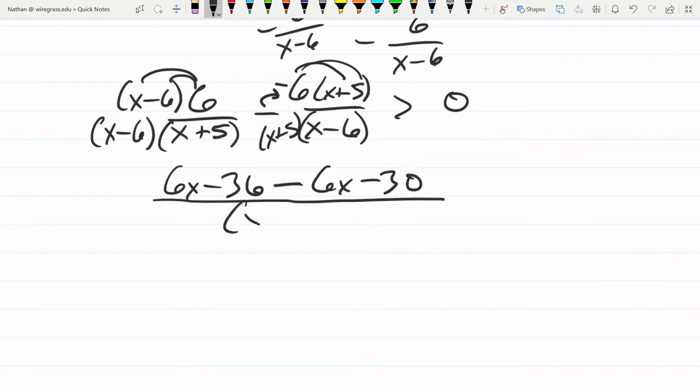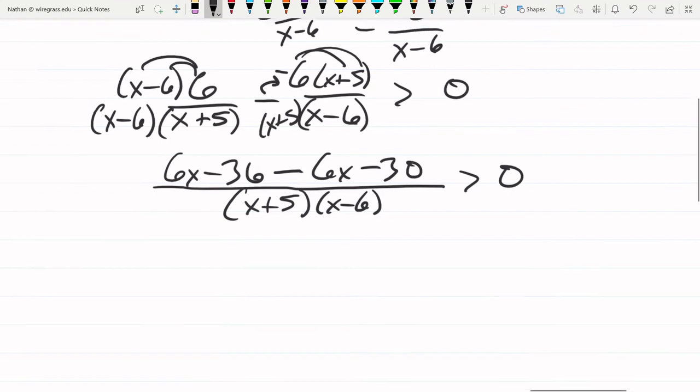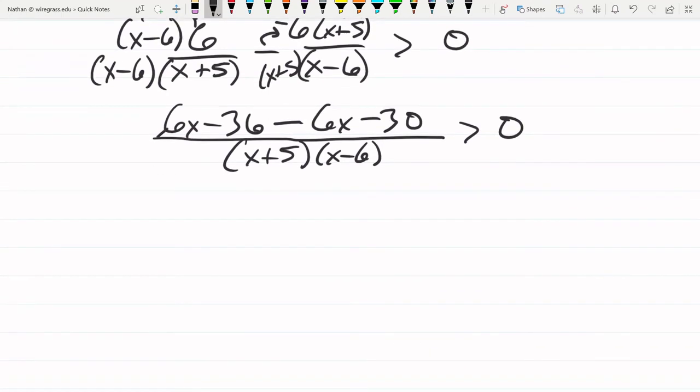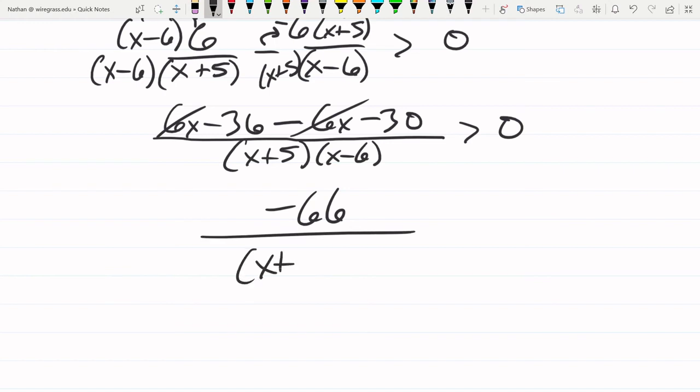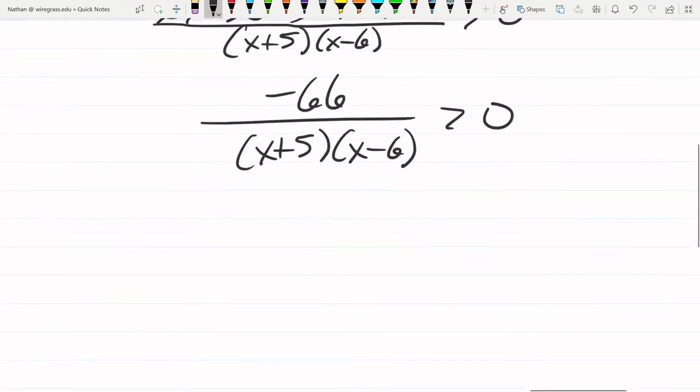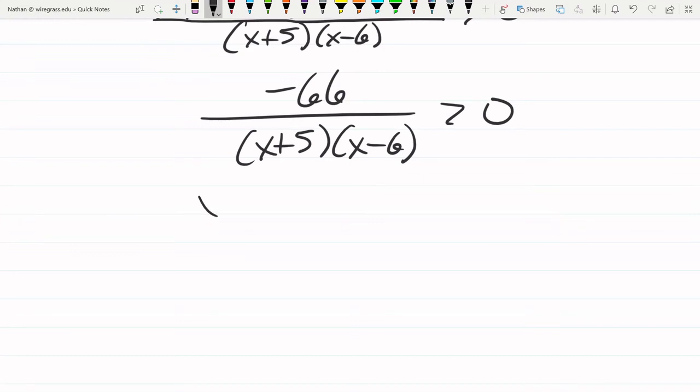This is all over x plus 5, x minus 6, which we're going to leave factored. We're not going to undo that factoring. On top, the 6x and the negative 6x cancel. Negative 36 minus 30 is going to be negative 66 over x plus 5, x minus 6 greater than 0. And we only have zeros in the denominator. So that's going to be x equal to negative 5 and positive 6.